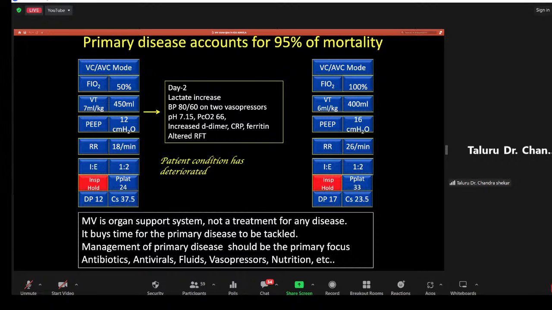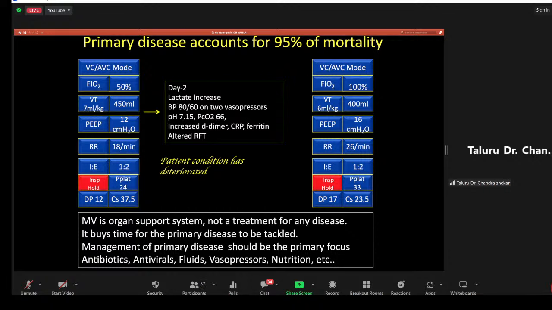It buys time, and by instituting a lung protective or a good ventilation strategies, we buy time so that the primary disease is corrected or controlled or whatever, so that the patient recovers. Management of the primary disease should be the primary focus, like antibiotics, antivirals, fluids, vasopressors, nutrition, etc.